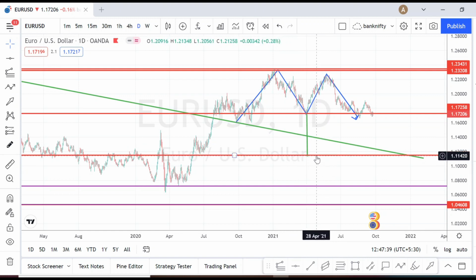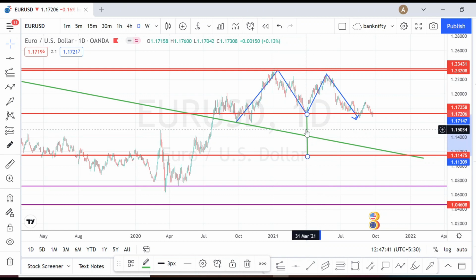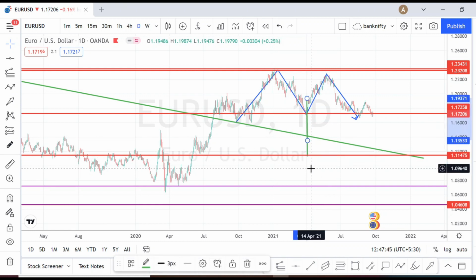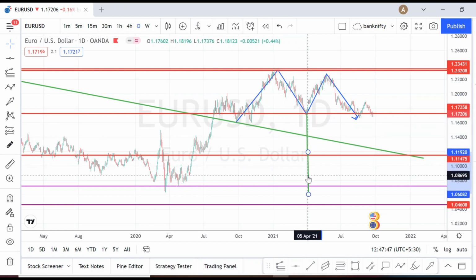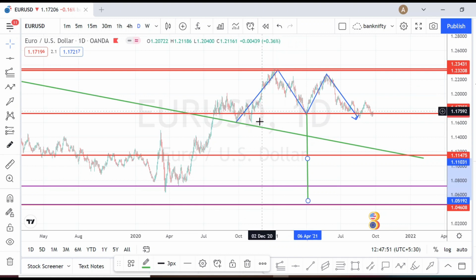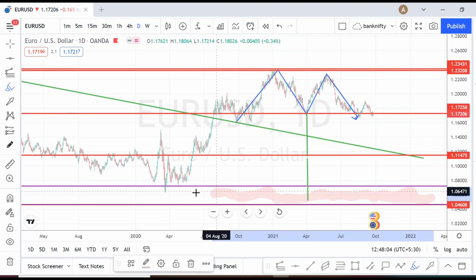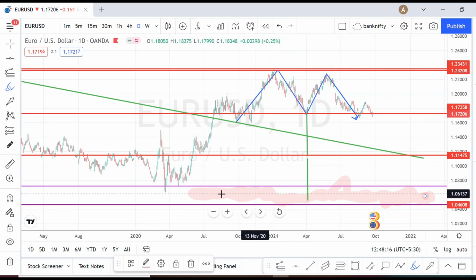If it breaks this support point, the same range we are going to take it and put it back here. So this is going to be the next target if the double top pattern continues. This area here is the support area. So this is where it is going to come and stop, and the uptrend to continue. That is what I'm expecting Euro USD to do.